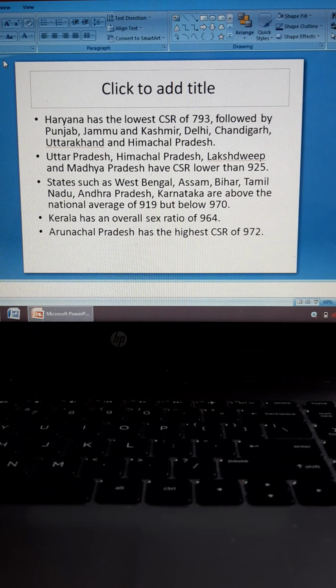States such as West Bengal, Assam, Bihar, Tamil Nadu, Andhra Pradesh and Karnataka are above the national average of 919 but below 970. So you should remember all these states. Kerala has an overall sex ratio of 964, and Arunachal Pradesh has the highest child sex ratio of 972.